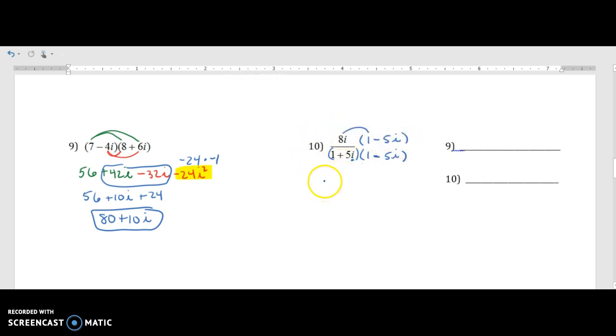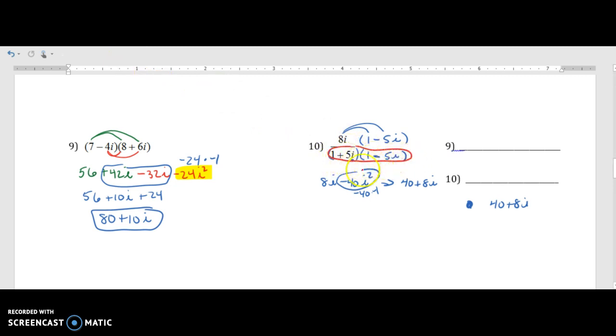So 8i times 1 is 8i. 8i times negative 5i is going to give me minus 40i squared. So what this numerator becomes, this is the same as doing negative 40 times negative 1. So you get positive 40 and then plus 8i. So that's your new numerator. 40 plus 8i.